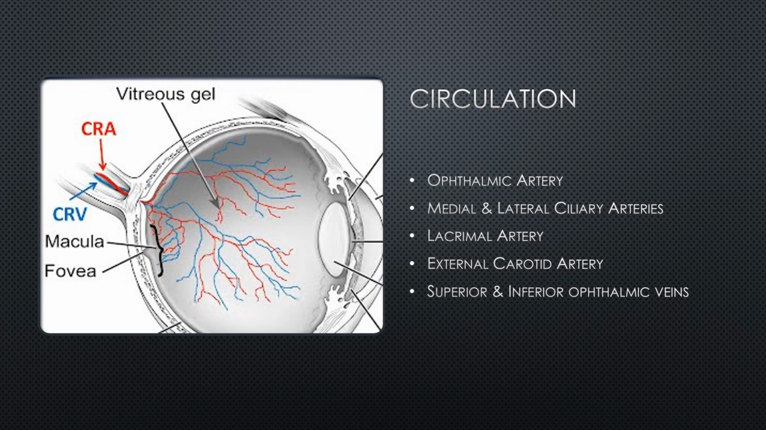The superior and inferior ophthalmic veins have no valves. They are the repository for other venous drainage. The 4 vortex veins drain blood from the choroid, ciliary body, and the iris.